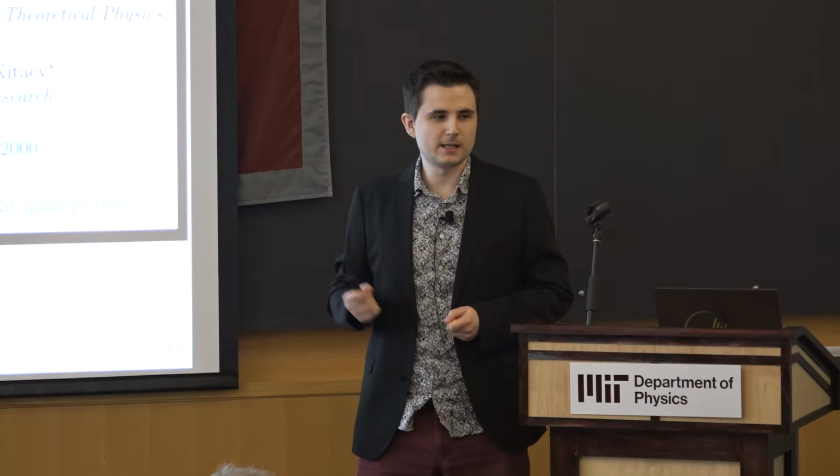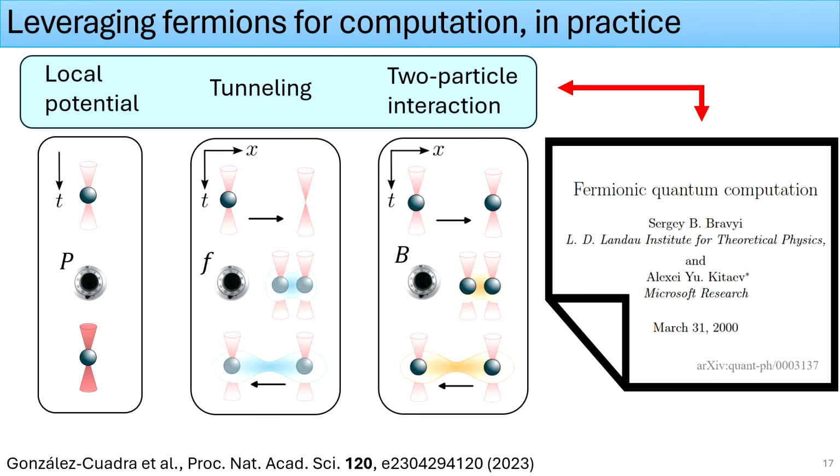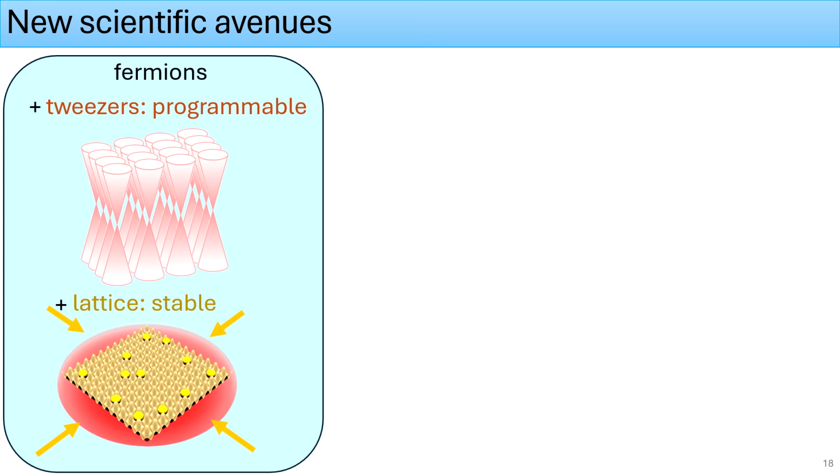We can trap a single atom, and we can turn up the power of the laser beam to apply a local potential. We can move the tweezers around by turning a frequency knob in our lab. And once they are on one side, we can turn the magnetic field knob, and that changes the interaction strength between the atoms. So we can implement the ingredients that Kitaev and Bravyi proposed a long time ago.